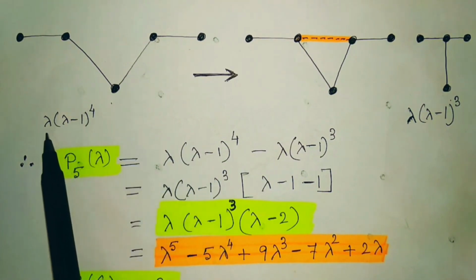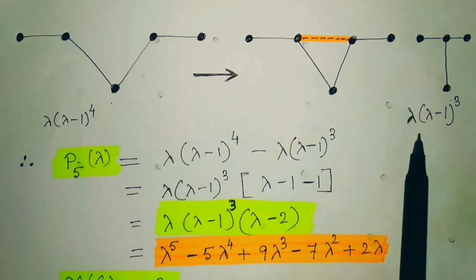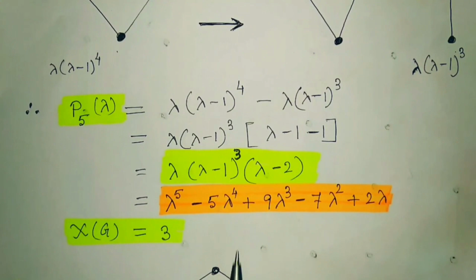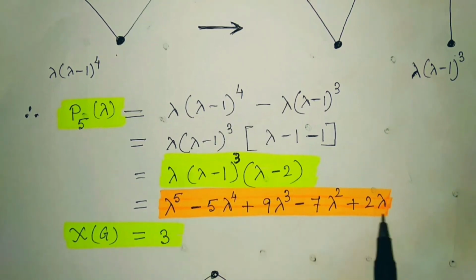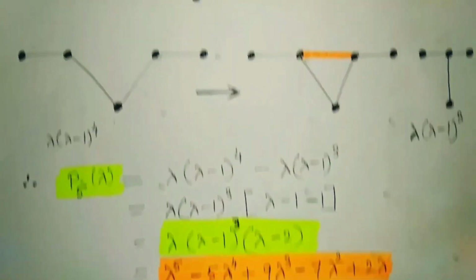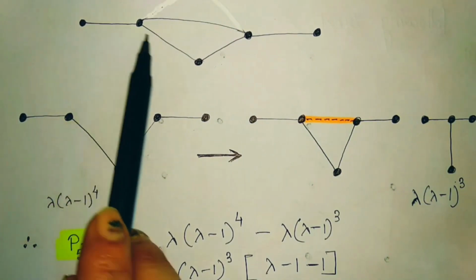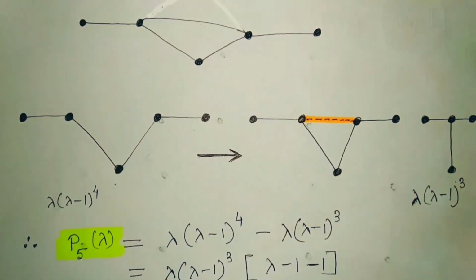Its chromatic polynomial is lambda into lambda minus 1 to the power 4, and its chromatic polynomial is lambda into lambda minus 1 to the power 3. If we substitute and simplify, then we will find its chromatic polynomial is lambda into lambda minus 1 to the power 3 into lambda minus 2, and its expanded form is this one. Here the second coefficient is 5. That means in the given graph a total of 5 edges are there, and we can observe very carefully: 1, 2, 3, 4 and 5, these are the total number of edges given.